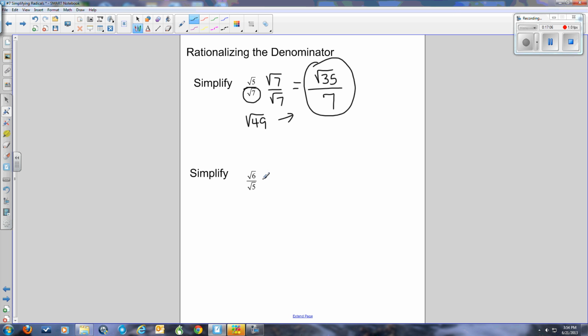Let's do the next one. If we want to simplify the square root of 6 over square root of 5, multiply the numerator and the denominator by the square root of 5. So in the numerator we get the square root of 30, and in the denominator square root of 5 times square root of 5 is just 5. And you always ask yourself, can I simplify this? And you think of how you can break down 30. You could do 5 times 6, you could do 2 times 15. There really isn't any way to break that down any further so that you could take the square root of something. So we're stuck with the square root of 30 over 5.